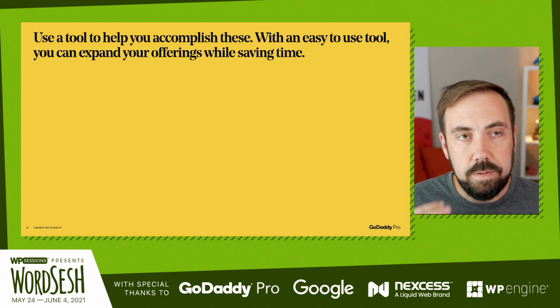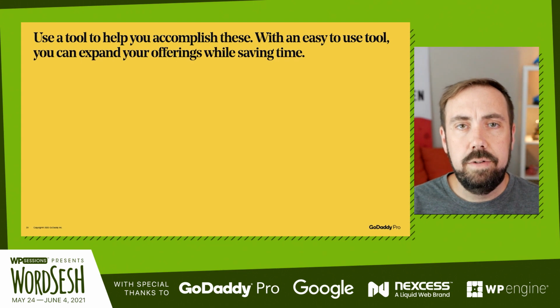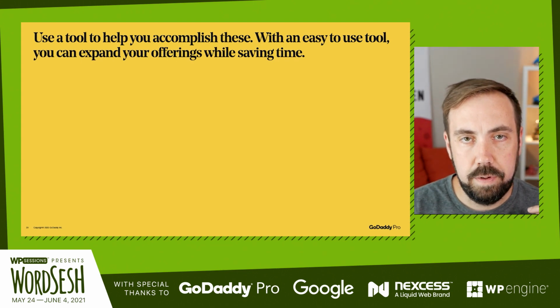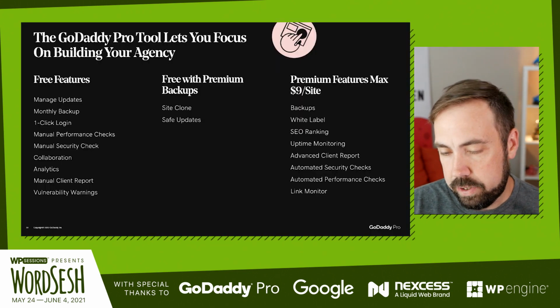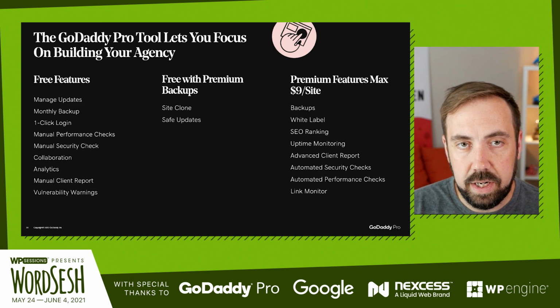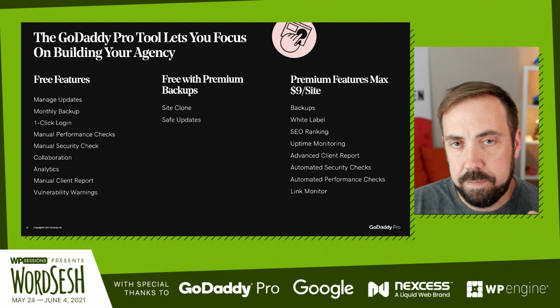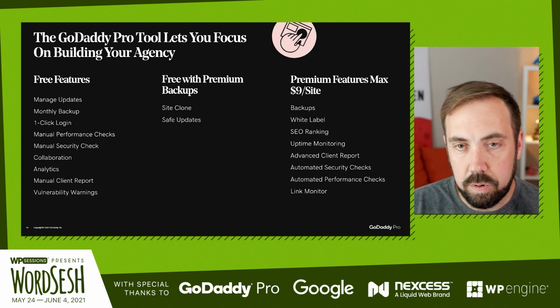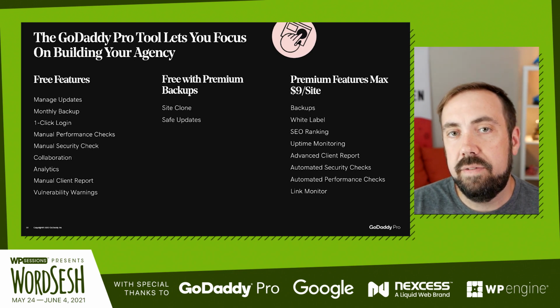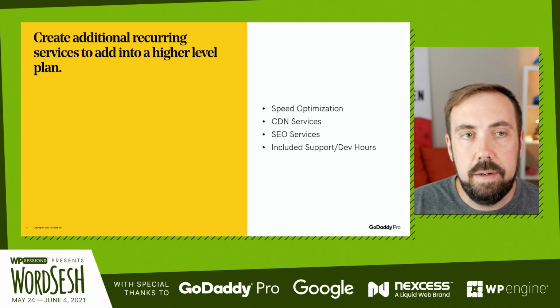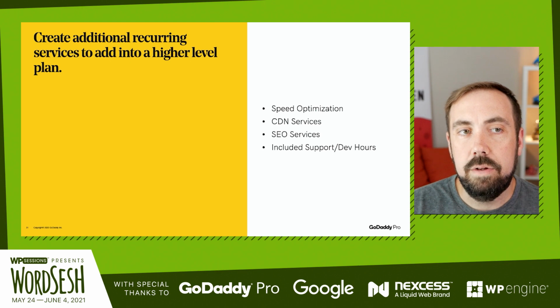All right, so let's talk about using a tool to help with all of these. We were just talking about how I use the GoDaddy Pro tool. It has the free features. It can do monthly updates, backups, all of those. You also have premium, and you can get backups, white labeling, uptime reporting, a whole bunch of other things. You can build all of these into your plans. And so you can use this to build out those plans.